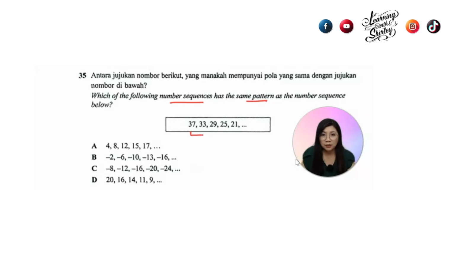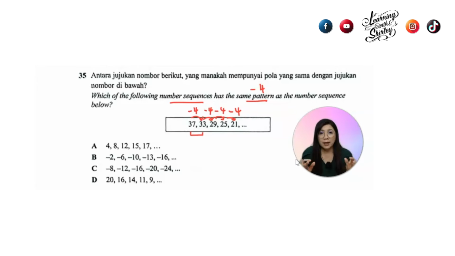So 37, how to get 33? We minus 4, right? So in order to get to the next term, from the first term to the next term, it's minus 4. And then from 33 to 29, we also minus 4. Then 29 minus 4, we get 25. So minus 4, minus 4. So our pattern here is minus 4.